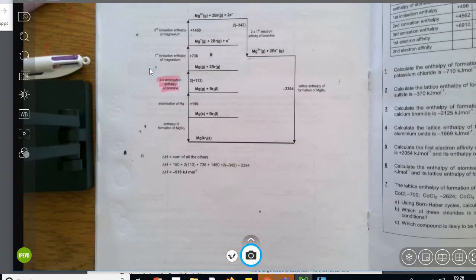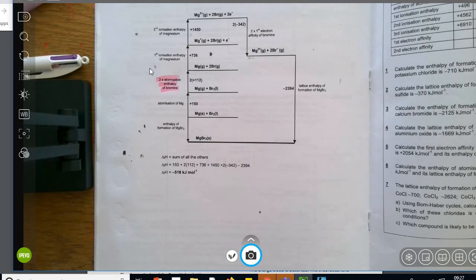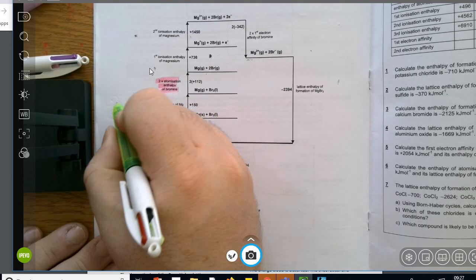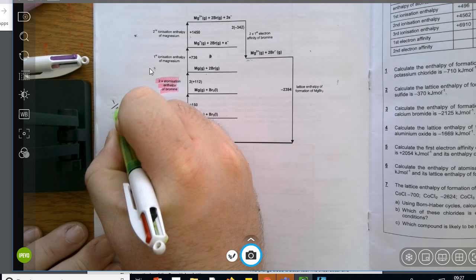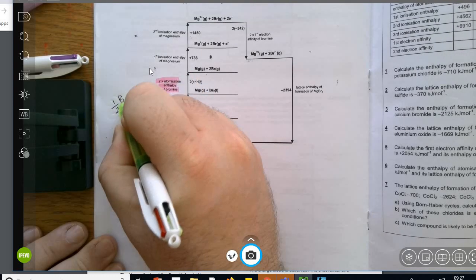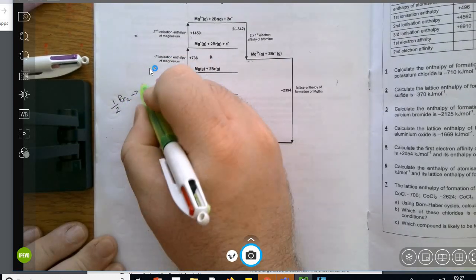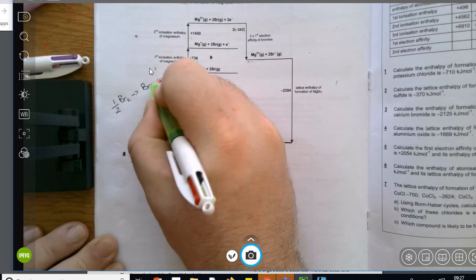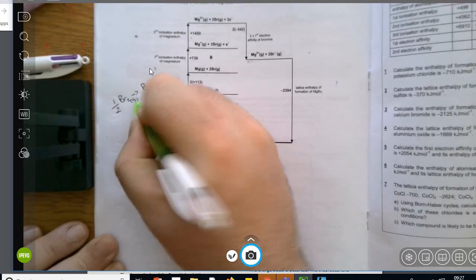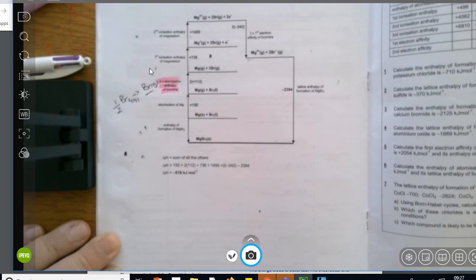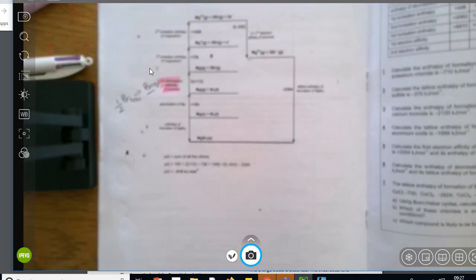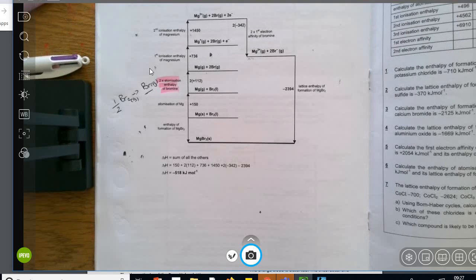If you recall, when we did this in notes, we said that the atomization was from 1/2 Br2 to Br gaseous. Okay, so we're looking for a single atom. But in this case, because we are using 2 atoms, in order to balance the equation, that's why we've got 2 times the atomization. And then that process carries on around.